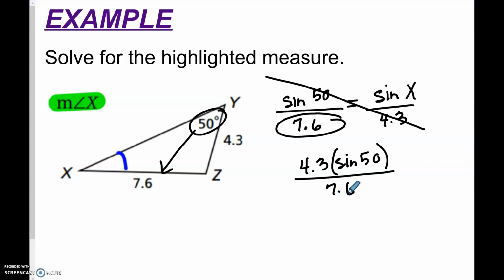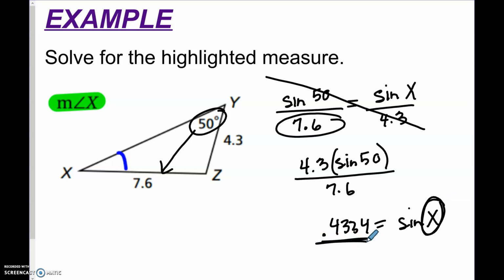In my calculator, I'm now taking 4.3 times the sine of 50. I got a decimal, 3.29399. Now I'm going to divide by 7.6. And again, I have a decimal in here: 0.4334 equals the sine of x. Now remember, whenever you are looking for an angle measure, which we are in this case, we need to do the inverse sine.